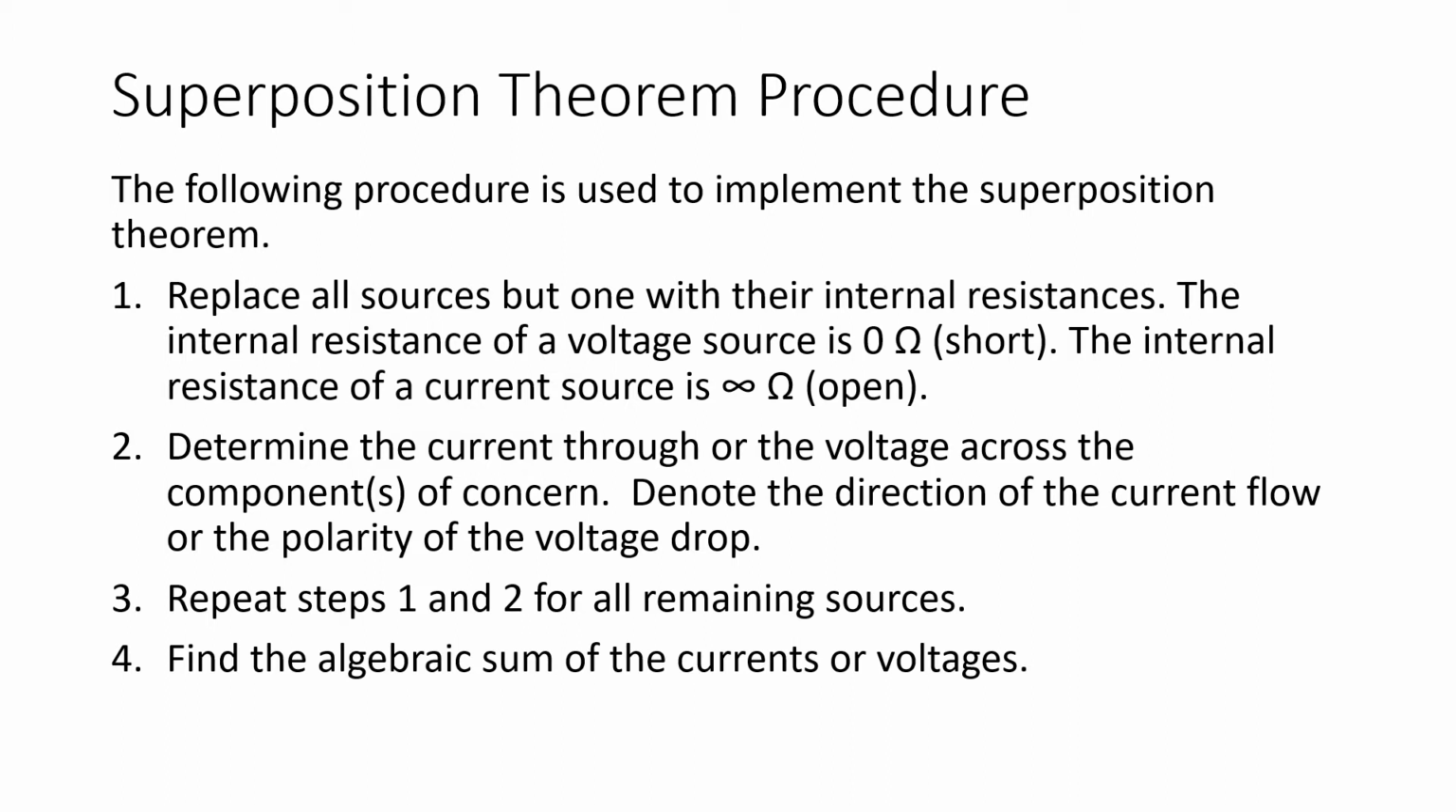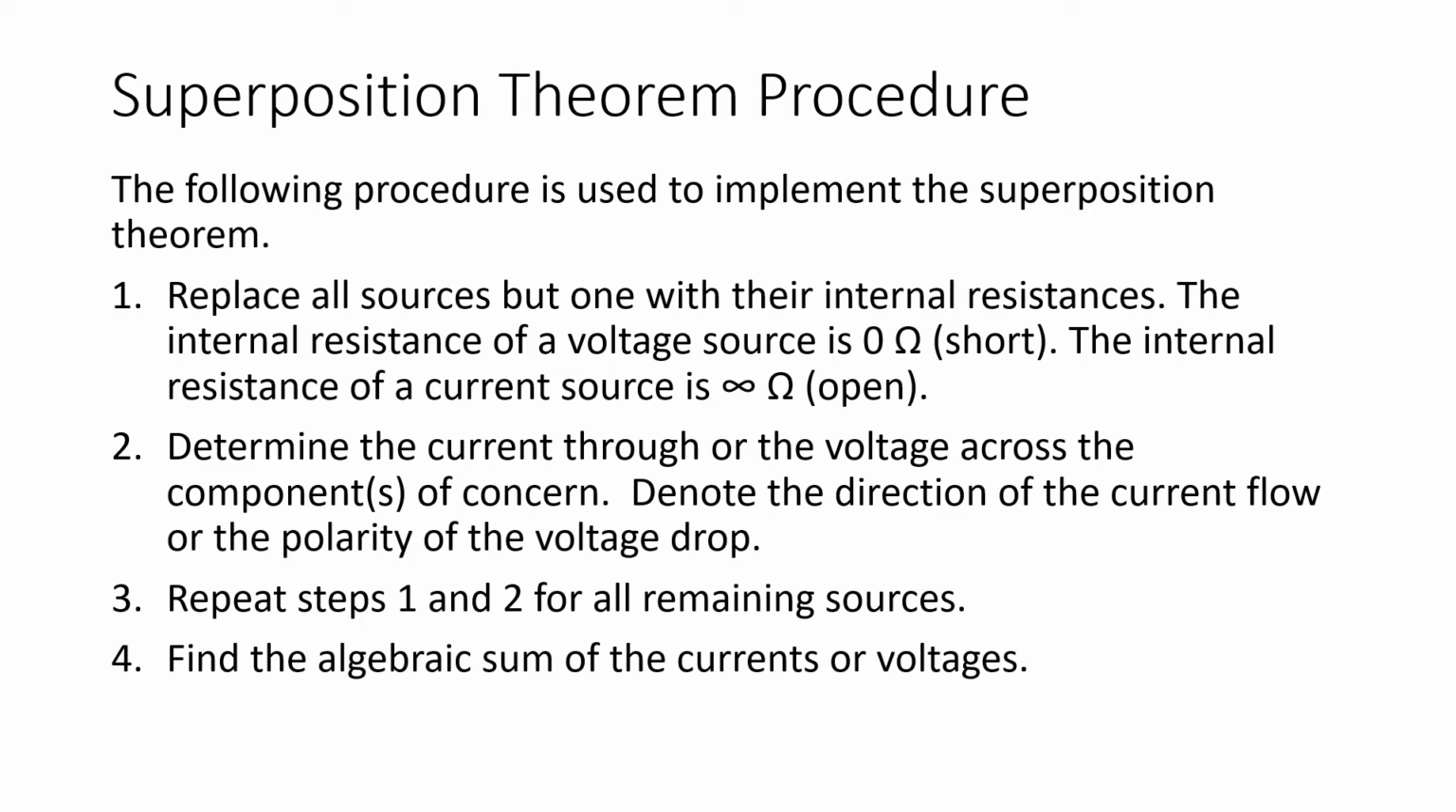So the following procedure is used to implement the superposition theorem. Step one, we replace all sources but one with their internal resistance. The internal resistance of a voltage source is 0 ohms, or a short. The internal resistance of a current source is infinite ohms, or an open.